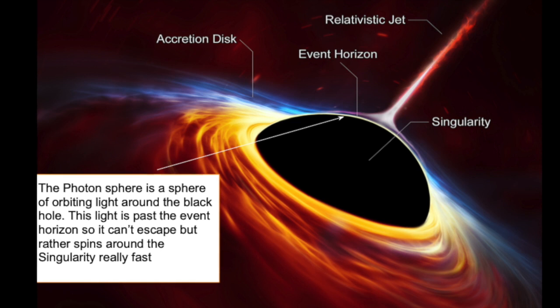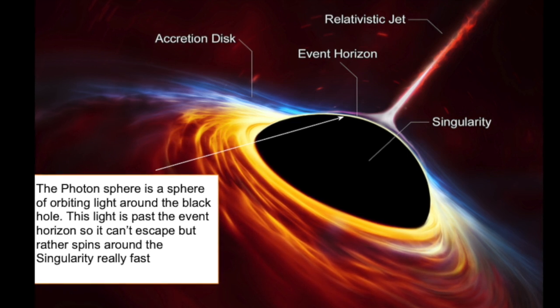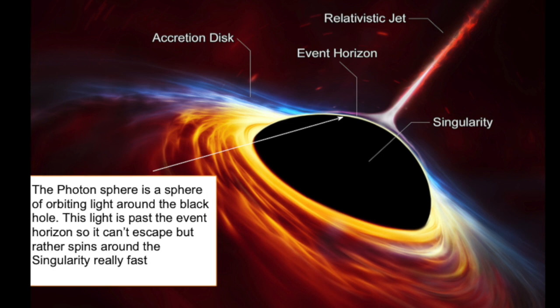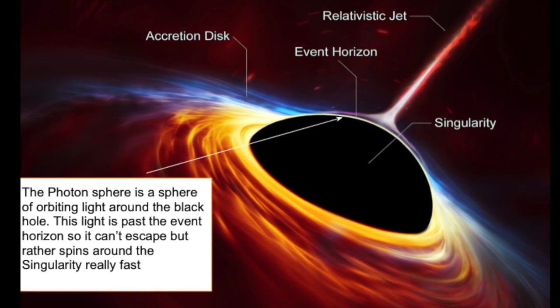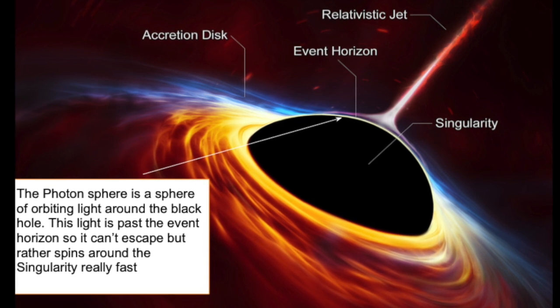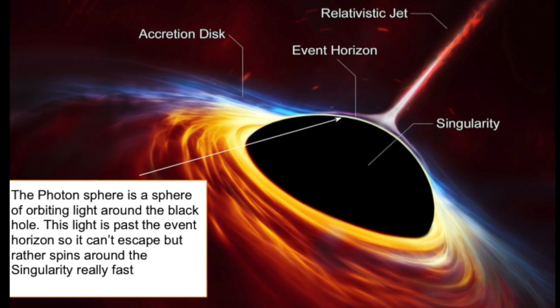Next up, we have something called the photon sphere. Photon sphere is basically a sphere of light around the black hole. This light is orbiting the black hole just outside the event horizon. Thus, gravity is not strong enough to pull the light in. I'm sure you guys are wondering, doesn't light not have mass? So how is it affected by gravity?